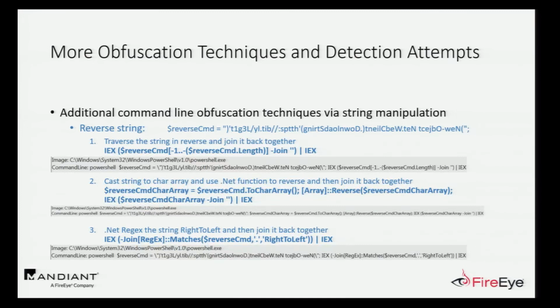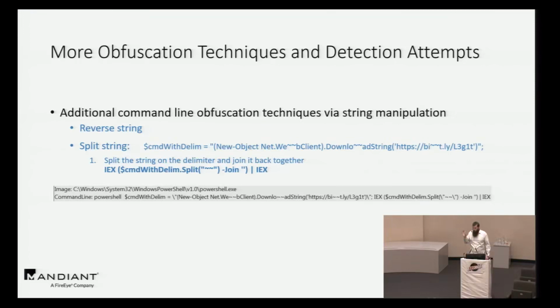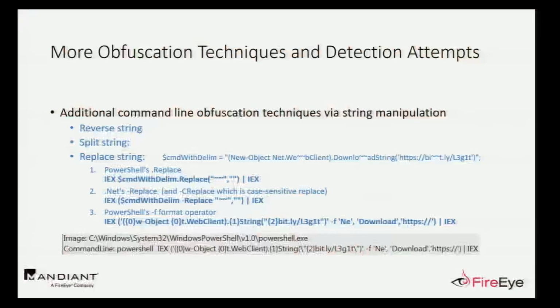Lots of ways you can do this with PowerShell, .NET syntax, .NET regex class. Again, so many ways. You can start to put garbage delimiters all throughout your command, and then on the command line, you just split on those delimiters, rejoin, and invoke what's left. A good way to break up what's on the command line. You can do a very similar thing with replace, just put in delimiter strings and then replace them with nothing, and then invoke that.